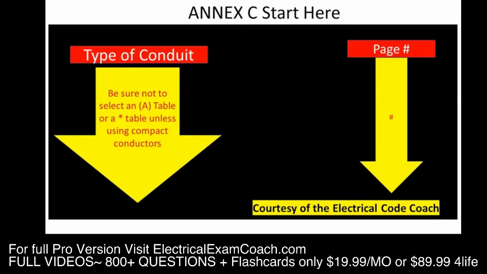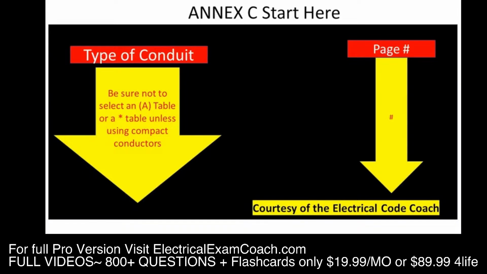And the first one that we come to is EMT, electrical metallic tubing. Now let's look at the second one that we come to. It also is EMT. So what is the difference? And that's one of the most important distinctions that we have to watch out for with Annex C.